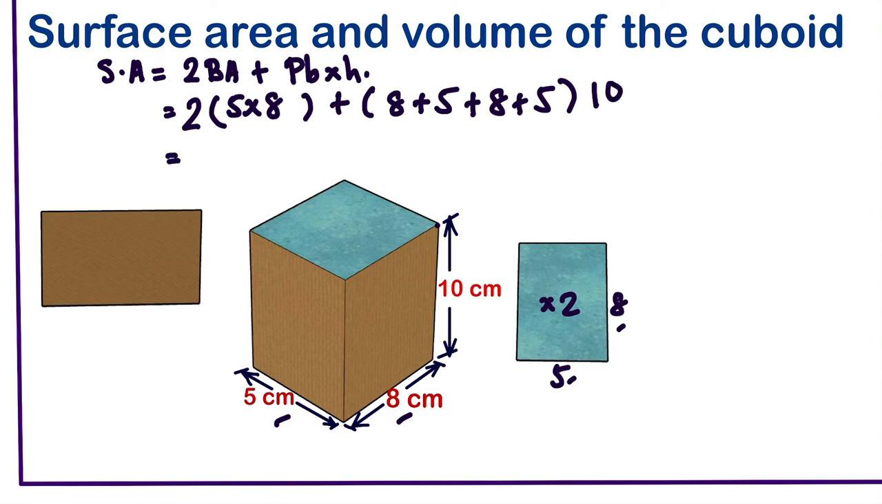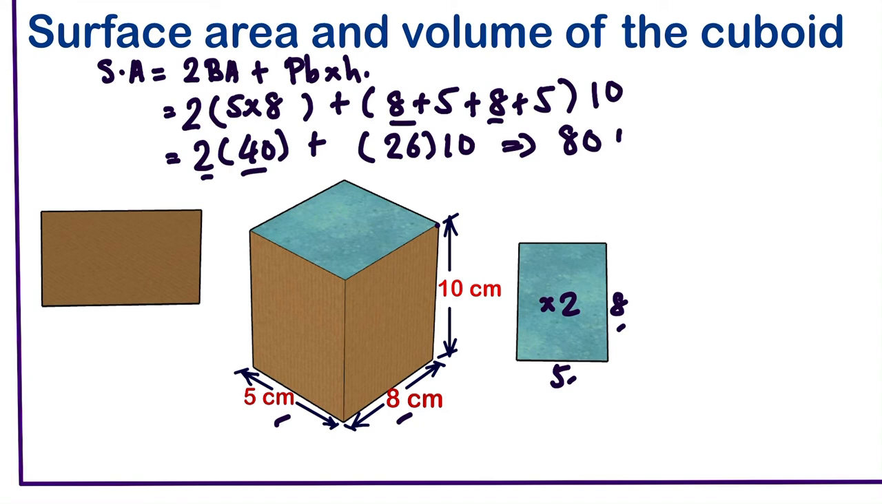So if we simplify this, we are going to have 2 times 40 plus, if we add these together, 26 times 10. If we move further, this 2 times 40 will give us 80, plus this will give us 260. So if we add them up, we are going to have 340 centimeter square. So this is the first method.